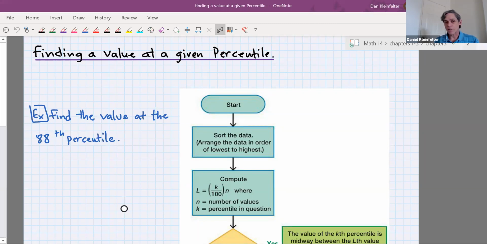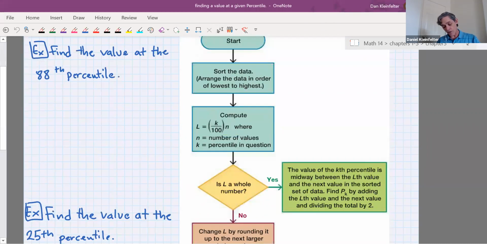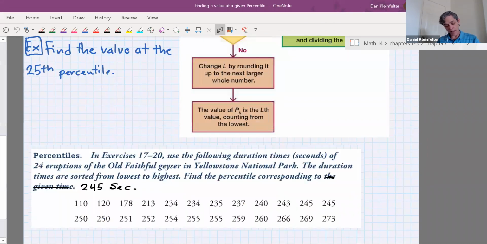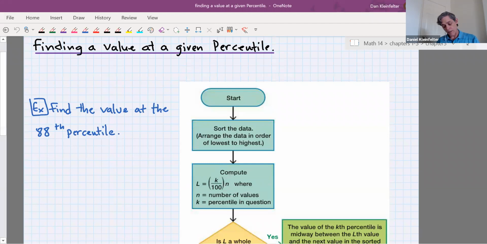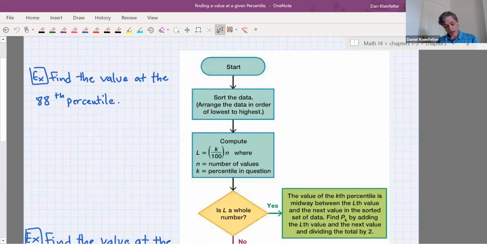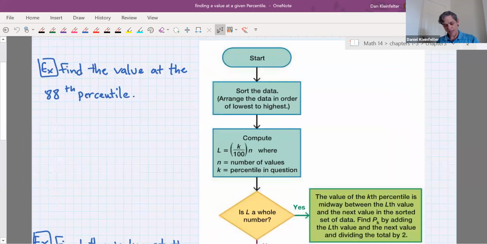That's what this procedure helps you with. Okay, finding a value at a given percentile. So given the percentile, how do you get the value? There's kind of a long flowchart for this, and then we're going to try it down here with an example. We're going to do it actually a couple of times for a couple of different kinds of values.